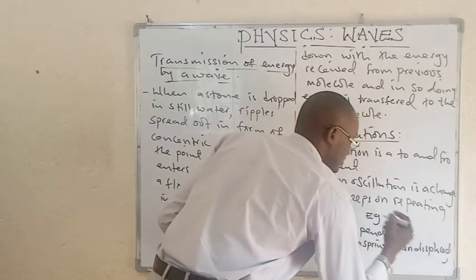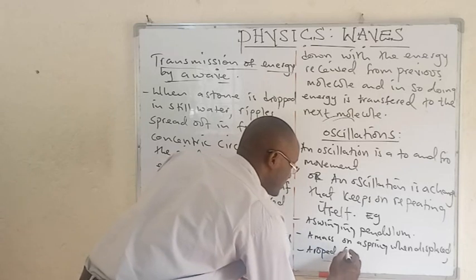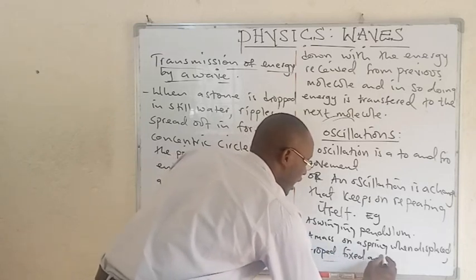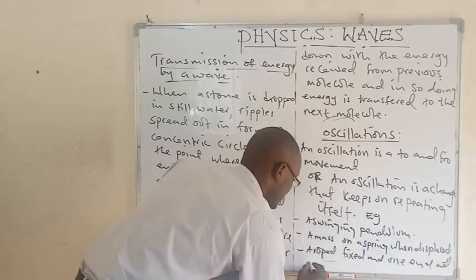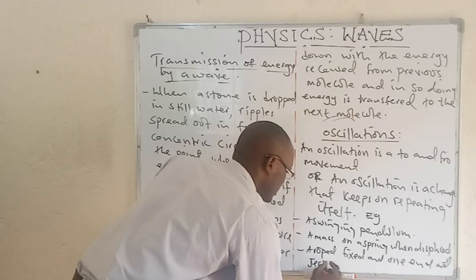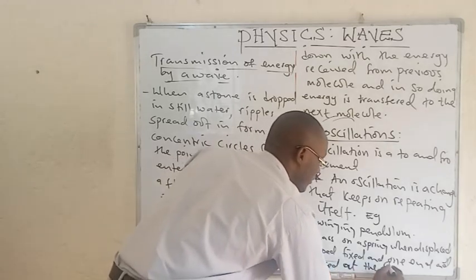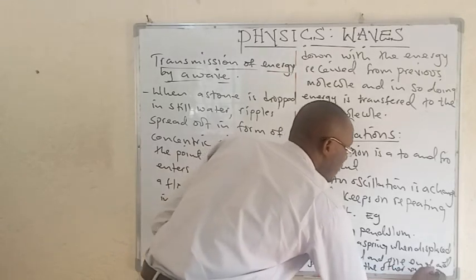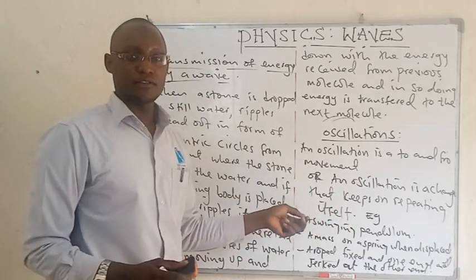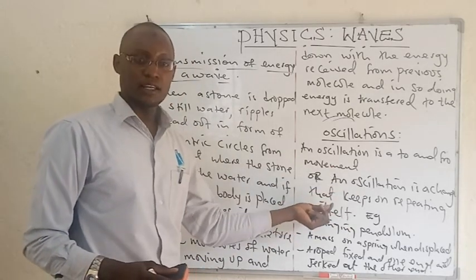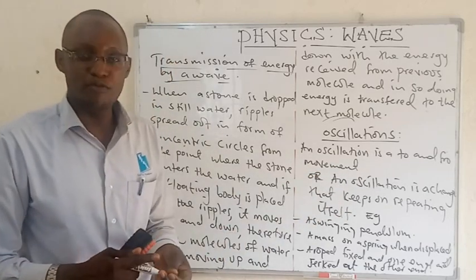When displaced, a rope fixed at one end and jacked at the other end. There are many practical examples of these oscillations. Why am I talking about oscillations? This is the origin of wave motion. The origin of wave motion.